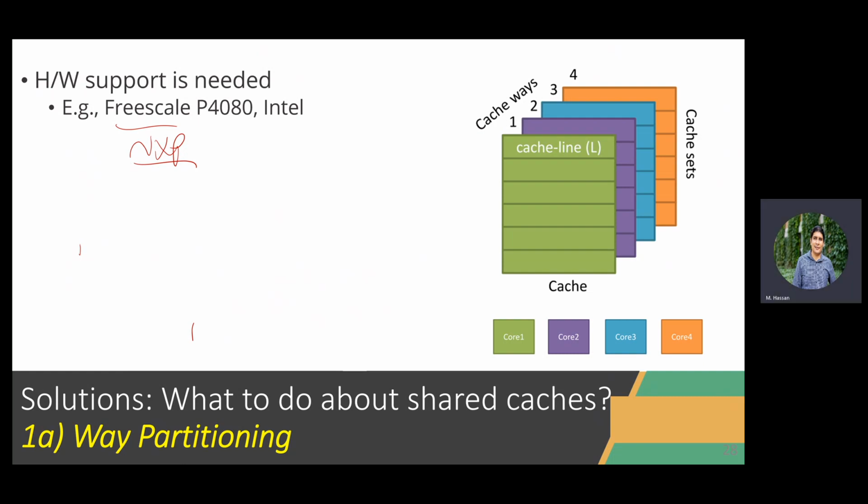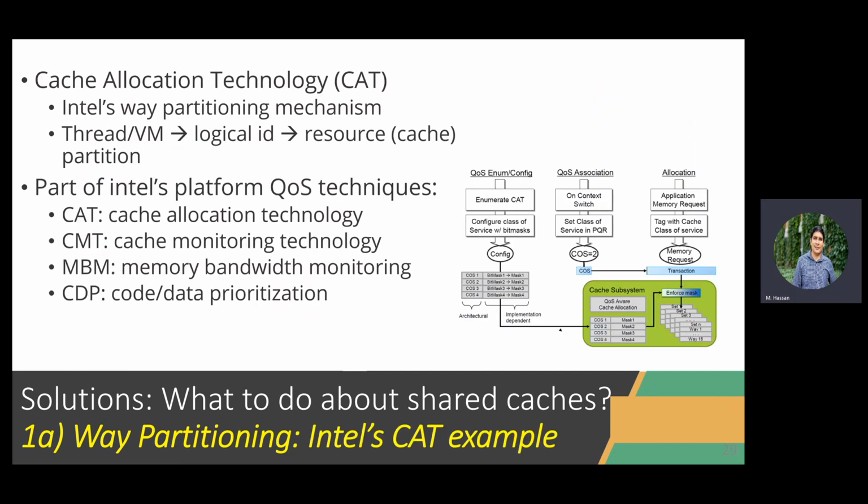If I have four ways in my cache, this is the coloring thing that we're discussing right now. Within a set, you have four ways, and you have four cores, so you take one way per core. These are basically the colors here. For example, core one will access way one in all the sets, core two will access way two in all the sets, et cetera. In Intel architecture, this is called the cache allocation technology, or CAT. And by the way, CAT is very used for quality of service or embedded stuff, but it's also used for security purposes. It's an Intel way partitioning mechanism.